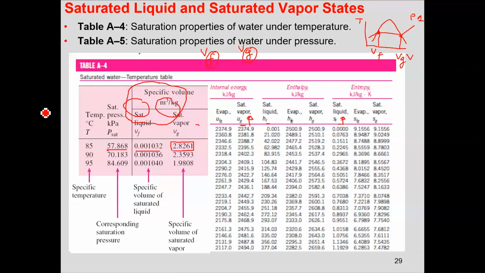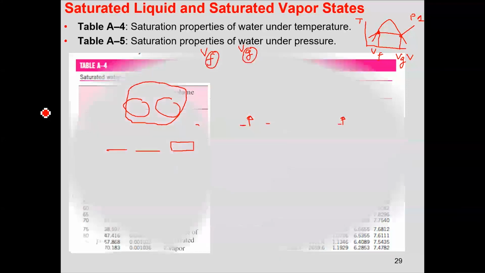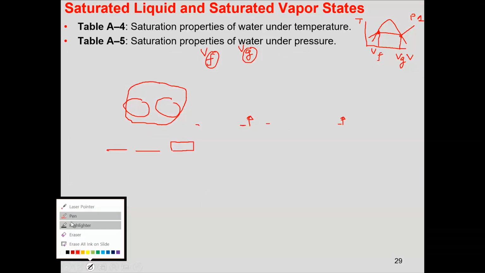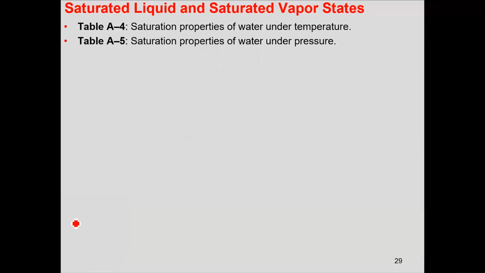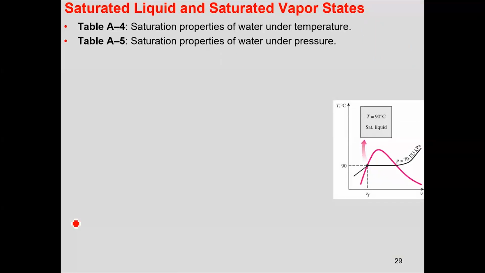That's how these values are being assessed. Now let's say I have this PV diagram and my system is at a temperature of 90 degrees centigrade, and I know that I am at saturated liquid. I need to find out the pressure and the specific volume corresponding to this system. So how would I find it out? Which table should I go to?